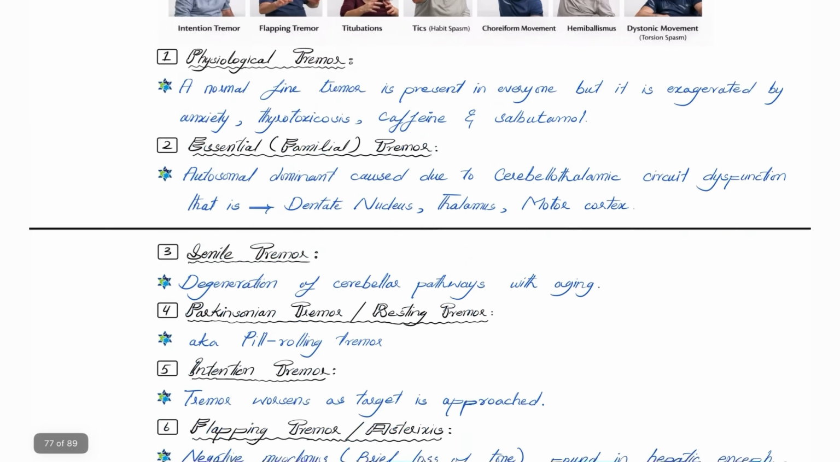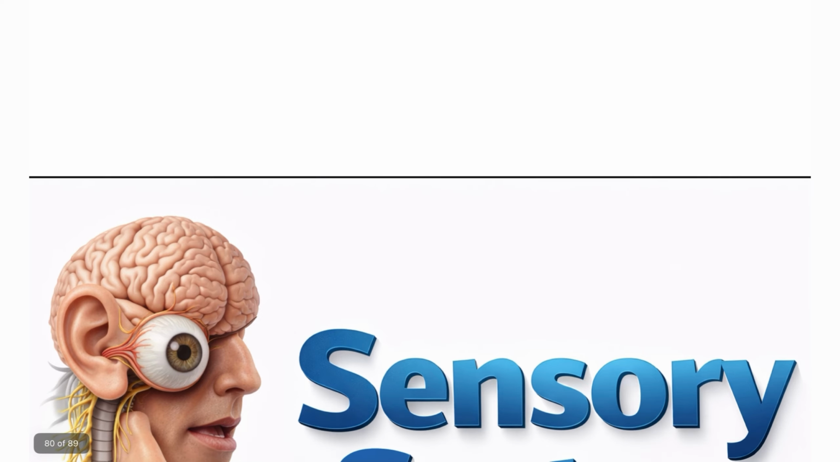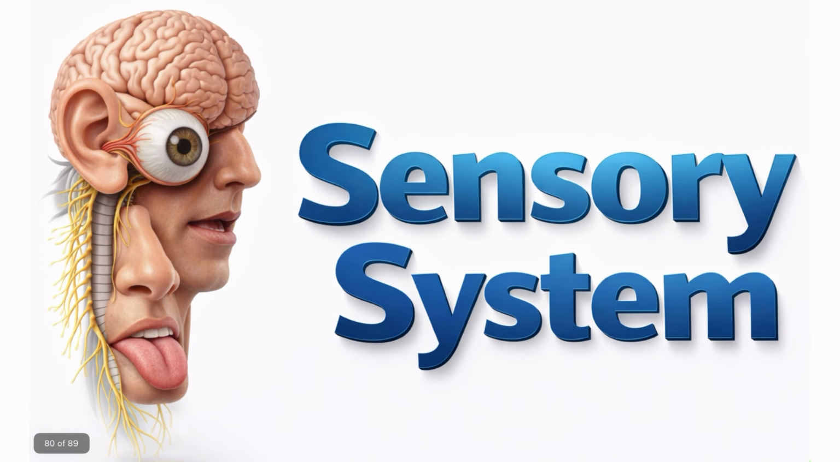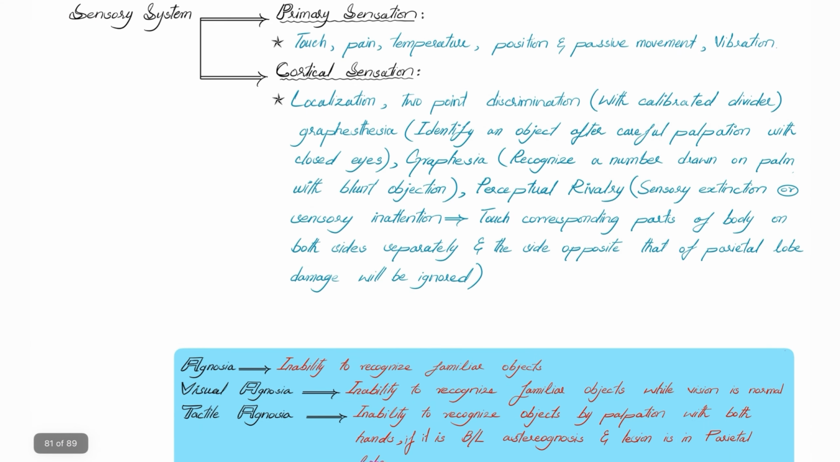Now let's start the sensory system examination. There are two types of sensation. One is called primary sensation and the other is called cortical sensation. The primary sensations include touch, pain, temperature, position, passive movement, and vibration. And cortical sensation involves localization and 2-point discrimination, and it's done with a calibrated divider.